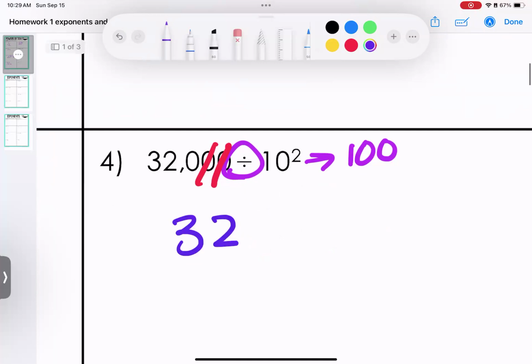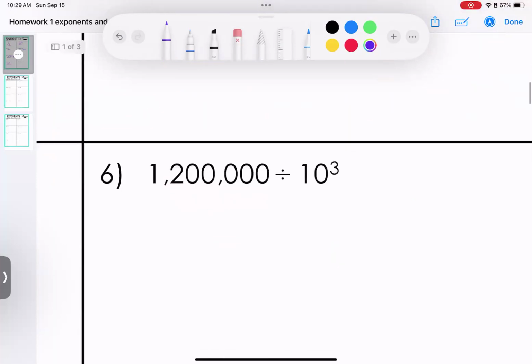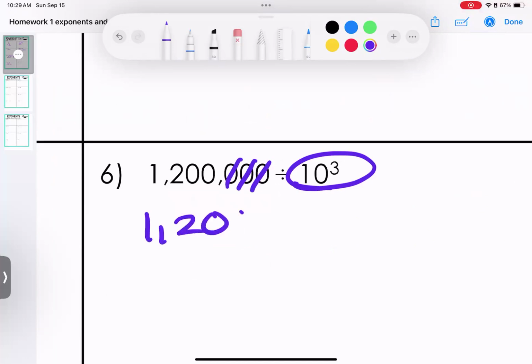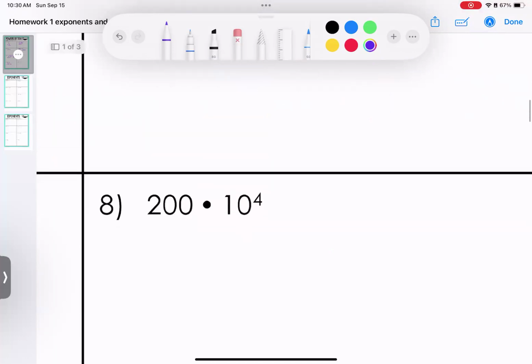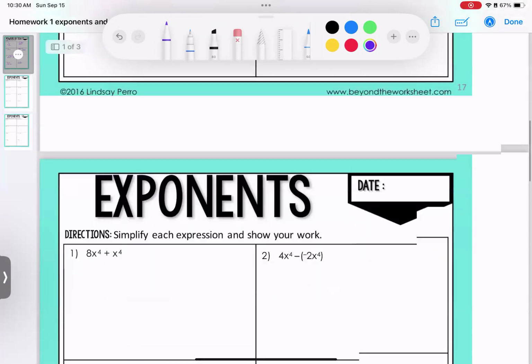If you have trouble with that, set it up as long division. There's no right or wrong way. You can do the full division. You can use the shortcut. Lean into what works best for your brain. Over here, dividing by 10 to the third, 1, 2, 3, 1,200. And then multiplying by 10 to the fourth. Adding those 4 zeros, 1, 2, 3, 4. I have 2 million. Any questions on this first page, please bring them with you to class.